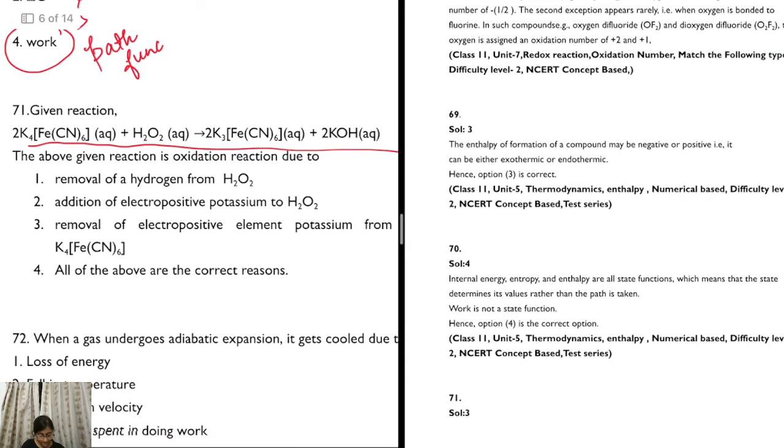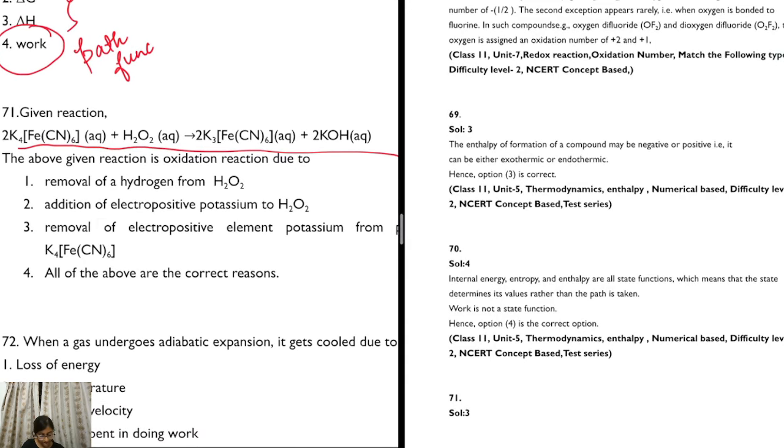And we have been asked why the given reaction is an oxidation reaction. See, in this, removal of K plus is taking place. That is an electropositive element. From here, it is K4 and here it is K3. That is, oxidation is occurring because of removal of electrons. So this would be the answer here.